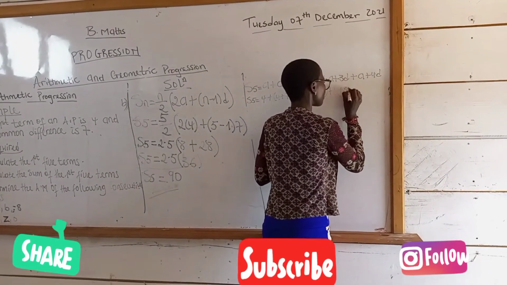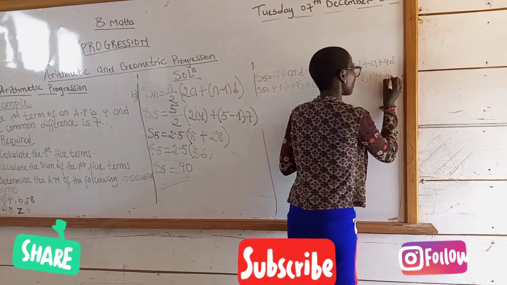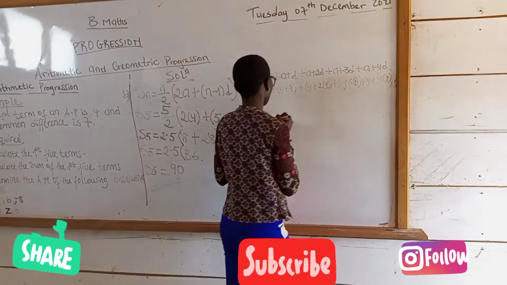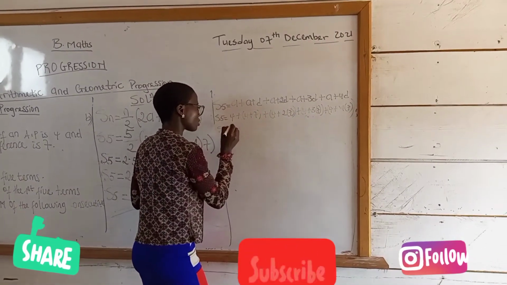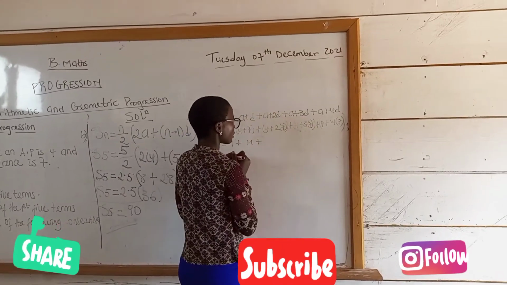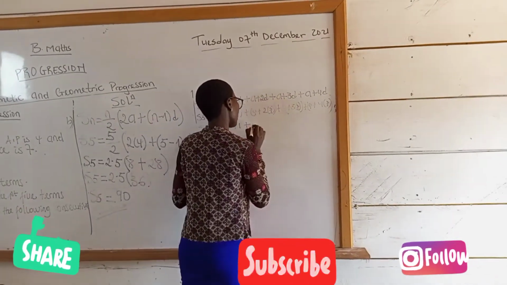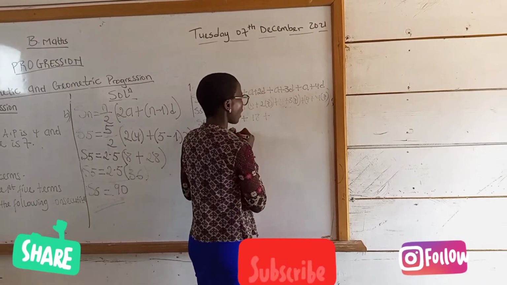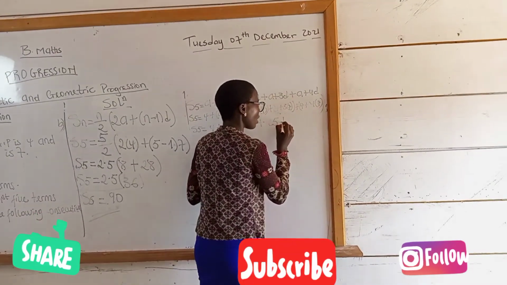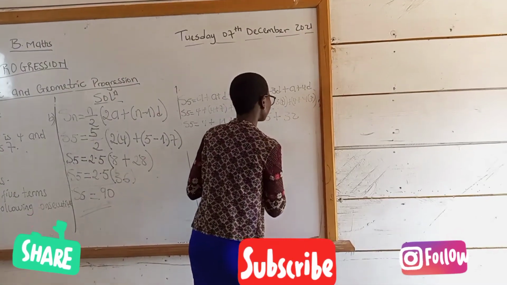4 plus 3 times 7 plus 4 plus 4 times 7. So we say S5 is equal to 4 plus 4 plus 7, which is 11, plus 2 times 7, which is 14, plus 4 will give you 18, plus 3 times 7, which is 21, plus 4 will give you 25, plus 4 times 7, which is 28, plus 4 will give you 32.